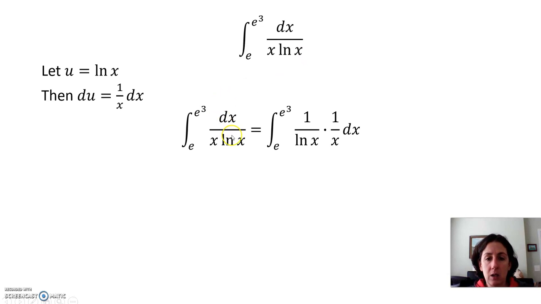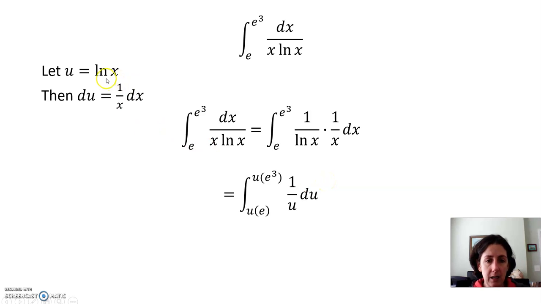So we can rewrite this, right? If you need to see it out, dx over x natural log of x is 1 over the natural log of x times 1 over x dx. And so now I can do my 1 over u times du, but instead of doing the indefinite integral and then doing it in terms of u and plugging back in for x, I will change my bounds. I'll change my upper bound to be u evaluated at my original upper bound, e cubed, and I'll take my lower bound and do u evaluated at my original lower bound, e.